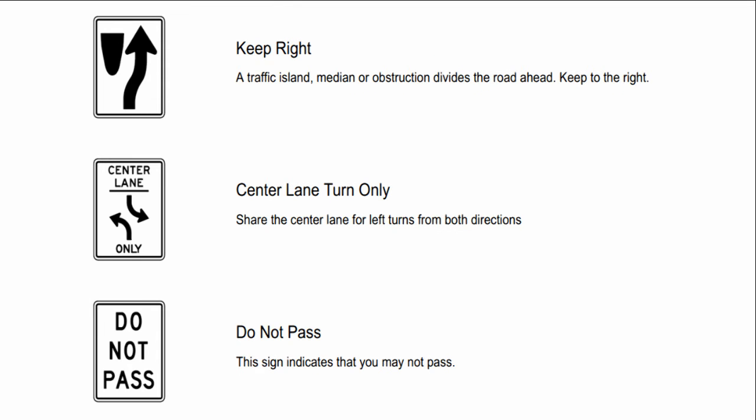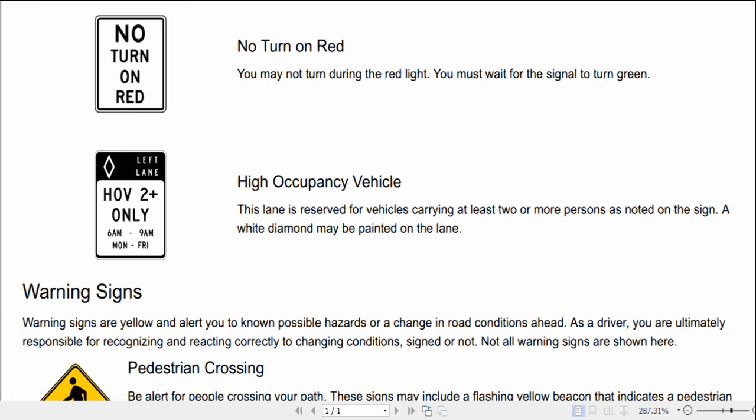Keep right. A traffic island, median, or obstruction divides the road ahead. Keep to the right. Center lane turn only. Share the center lane for left turns from both directions. Do not pass. This sign indicates that you may not pass. No turn on red. You may not turn during the red light. You must wait for the signal to turn green.